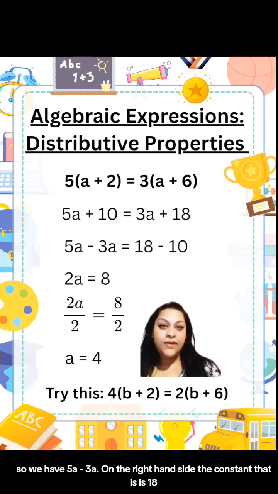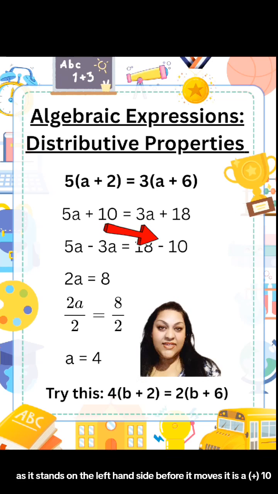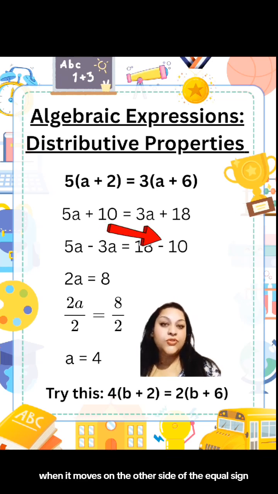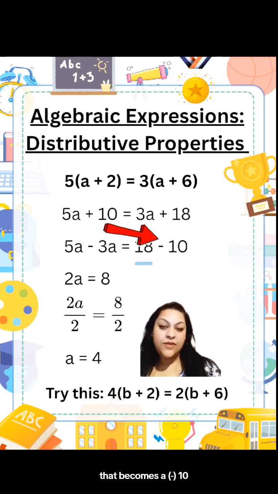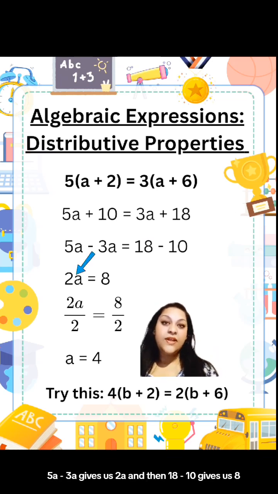On the right hand side, the constant that is 18. So number 18 will have no changes for now. What needs to join it is the number 10. As it stands on the left hand side before it moves, it is a positive number 10. When it moves to the other side of the equal sign, that becomes a negative number 10. So we've got 18 minus 10. When we are simplifying this further, 5a minus 3a gives us 2a, and then 18 minus 10 gives us 8.